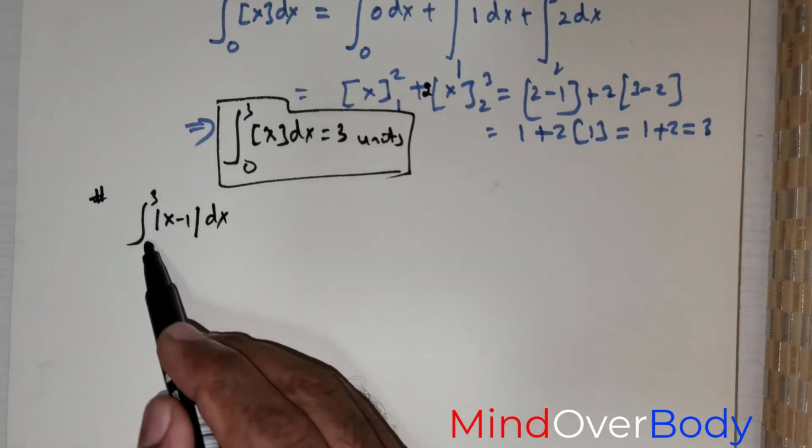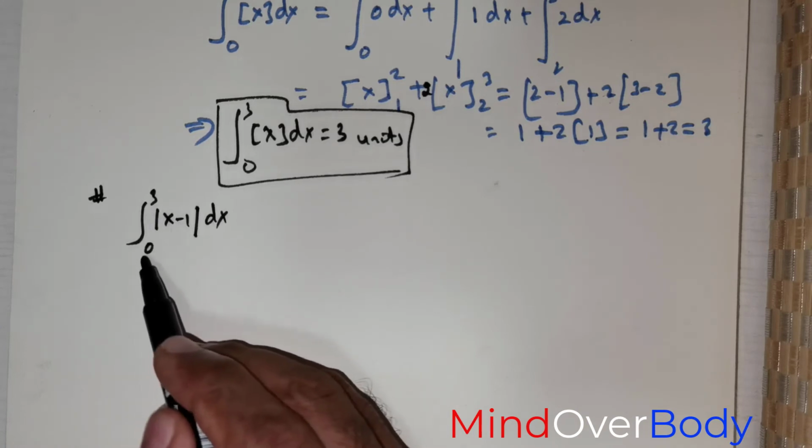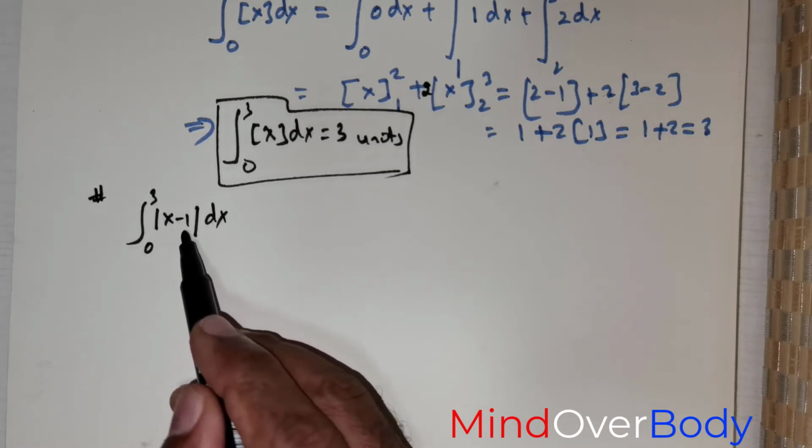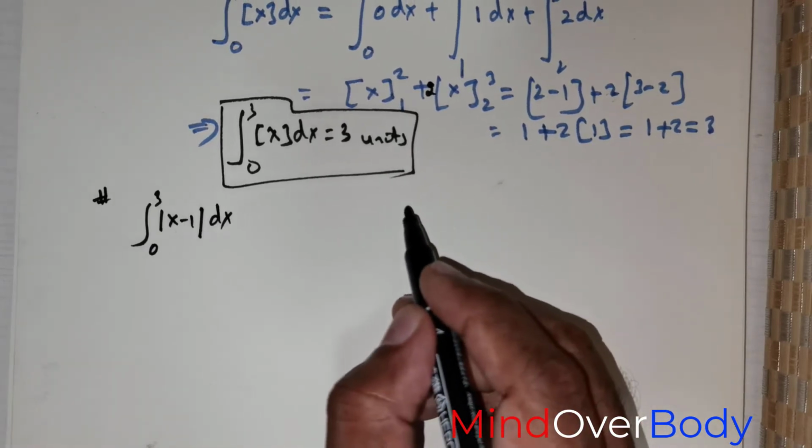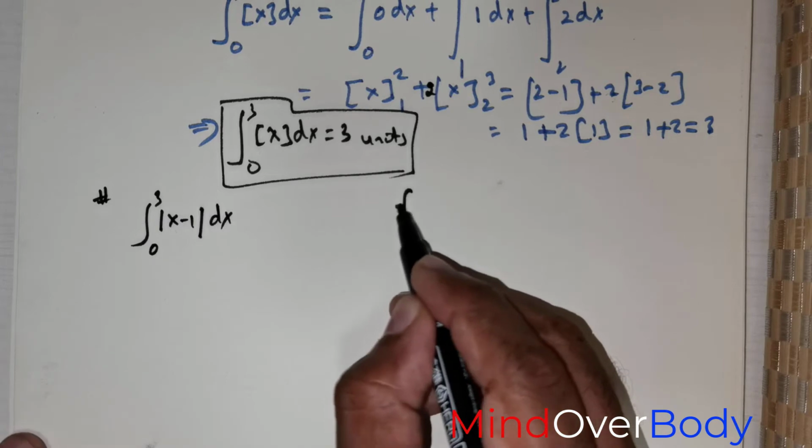Students, we are expected to integrate this quantity, integral 0 to 3 of modulus of x minus 1 times dx. Now whenever we are given modulus, we are expected to study the sign of the function.